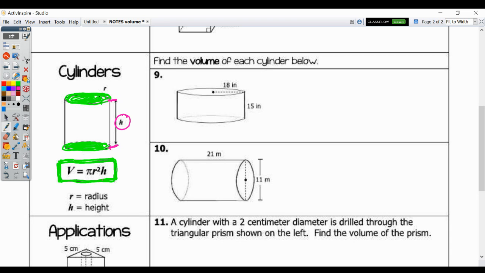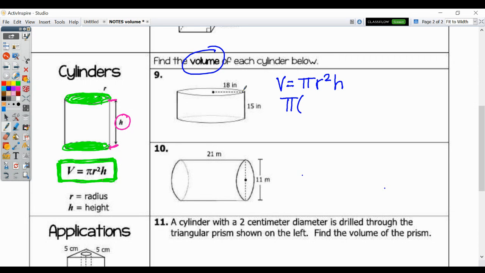Okay, so let's do number 9. This is a cylinder. It's asking for volume. So I use the formula: volume equals pi times r squared times h. Okay? You can use the pi button on your calculator, or you can use 3.14. I'm going to use the pi button just because it's a little bit easier, but you can use 3.14. Okay? So I'm going to bring down my pi because I'm using the pi button.